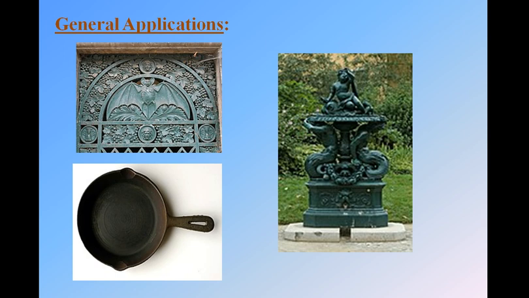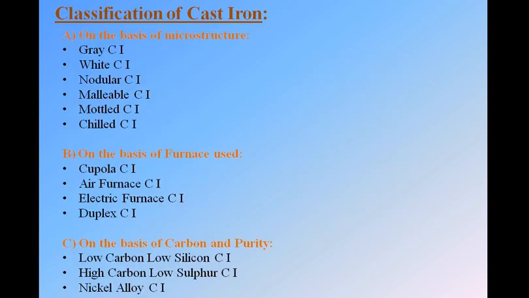Okay, next, this is a broad classification of cast iron on the basis of three things. On the first basis, the microstructure. Microstructure is the structure present on the surface of the material, which can be seen through a metallurgical microscope. On that basis we can classify cast iron into six parts: first gray cast iron, second white cast iron, third nodular cast iron, fourth malleable cast iron, fifth mottled cast iron, and sixth chilled cast iron.